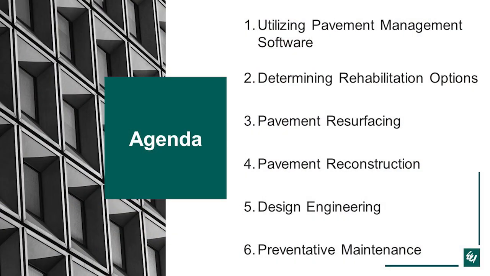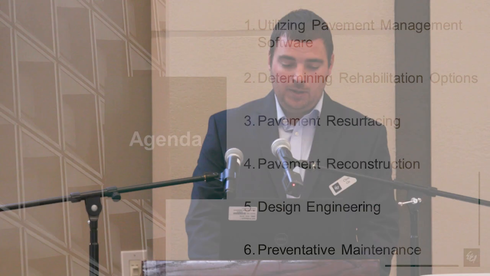So first thing we're going to talk about is how to utilize the pavement management software. You get a lot of data through the software. We're going to go through how to implement that data and how to interpret it to come up with what your rehabilitation options might be. We'll go through how we determine what rehabilitation options to do, whether you're going to do pavement resurfacing versus pavement reconstruction. Then Joe will talk about the design engineering that will go into that based on which route you choose, and then we'll talk about the preventative maintenance as well.